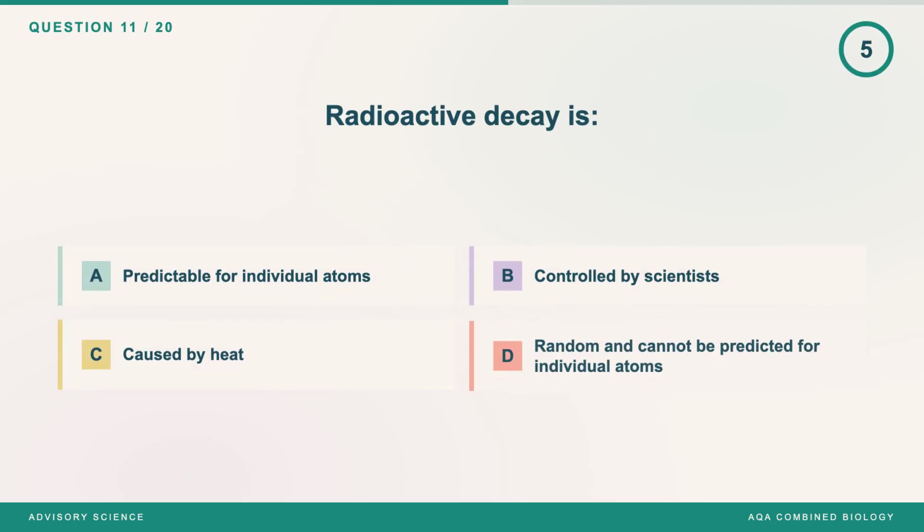Question 11. Radioactive decay is Option A, predictable for individual atoms. Option B, controlled by scientists. Option C, caused by heat. Option D, random and cannot be predicted for individual atoms. What is your answer?